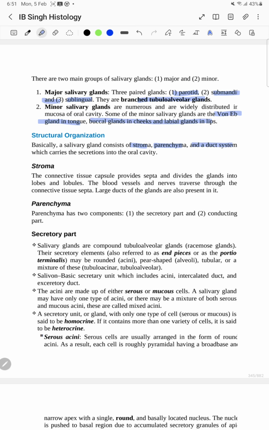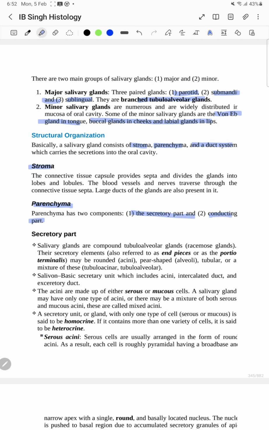Structural organization. Basically, a salivary gland consists of stroma, parenchyma, and duct system, which carries the secretion into the oral cavity. Stroma: the connective tissue capsule provides septa and divides the glands into lobes and lobules. The blood vessels and nerves traverse through the connective tissue septa. Large ducts of the gland are also present in it.